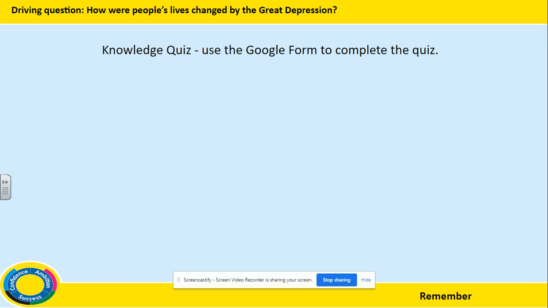Hello Year 10. In today's lesson, you are going to be looking at how the Great Depression affected different groups of people in Germany from 1929 until 1932.